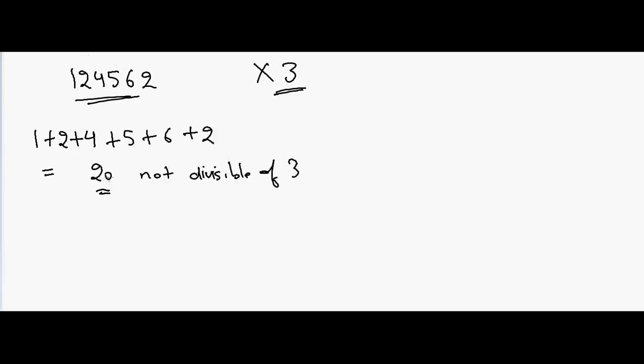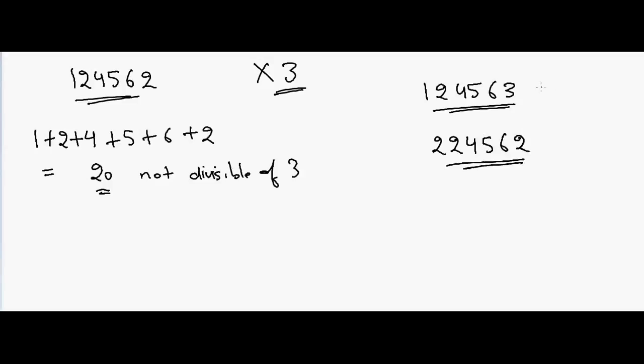So what should the number be if it has to be divisible by 3? Instead of 2, if you make it 3, so 124563, then the sum will become 21, and that number should be divisible by 3. Or we can increase any other digit. We can say 224562, that should also be divisible by 3. Or we can increase 1 in each of these digits and say 3 5 6 6 2. This should also be divisible by 3.